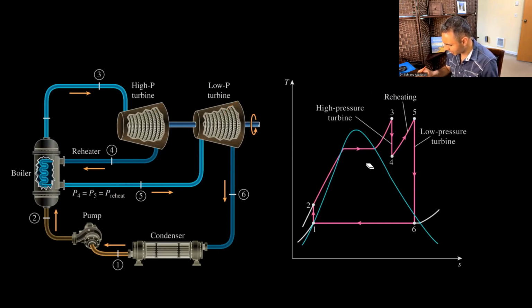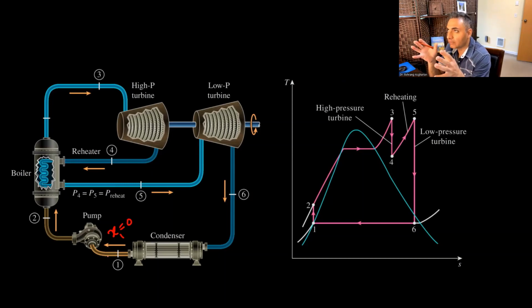State 1, because it's an ideal Rankine cycle, is supposed to be saturated liquid. So quality here is supposed to be 0, right? So X1 is basically 0, and this is just saturated liquid. It goes through the pump. When it comes out of the pump, if this is an ideal cycle, the pump and the turbine are supposed to be isentropic.